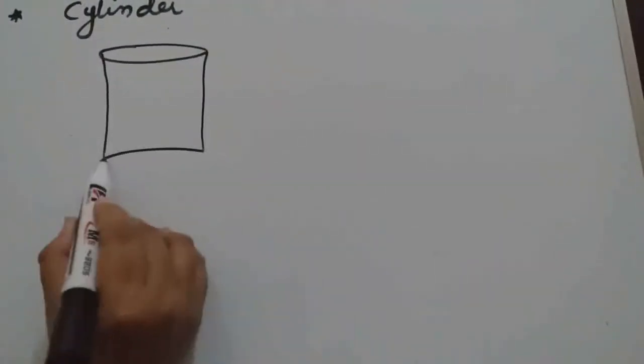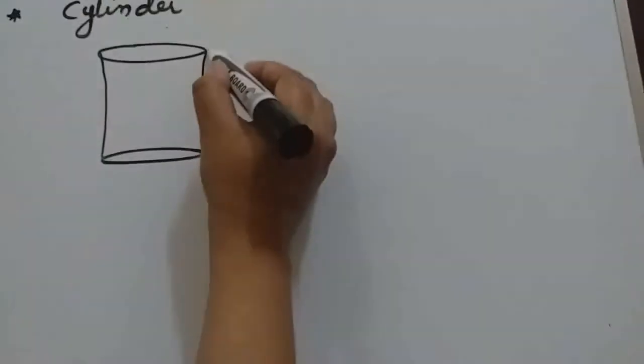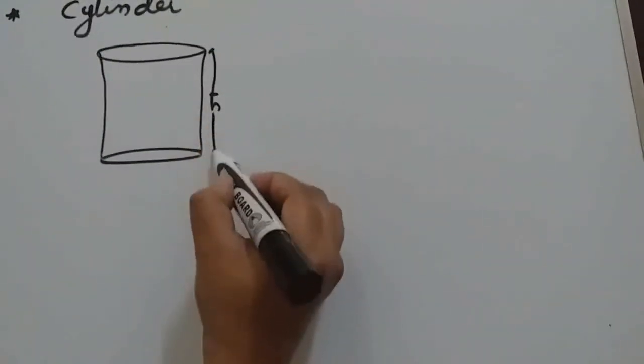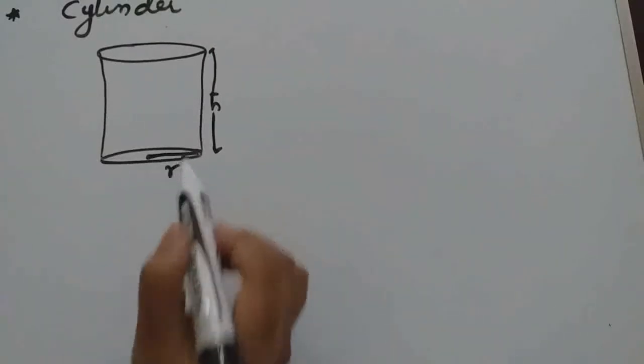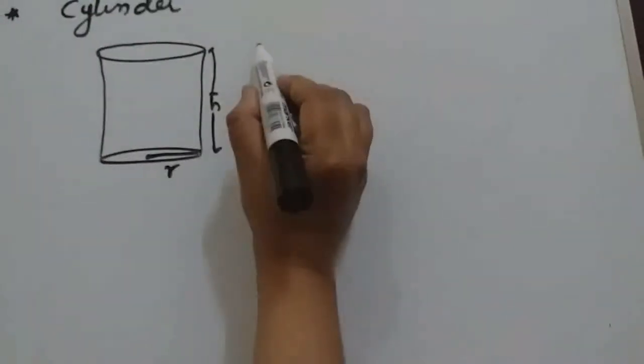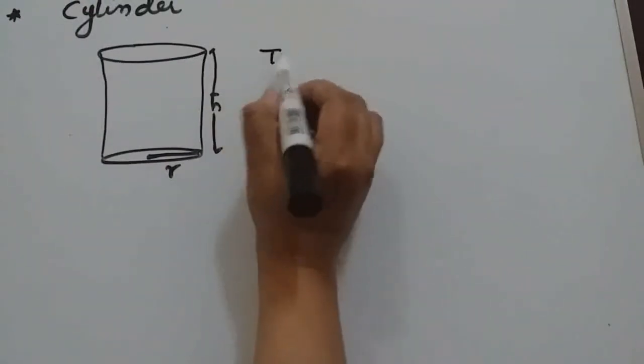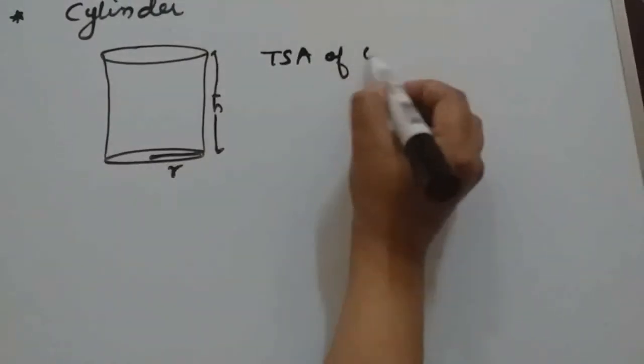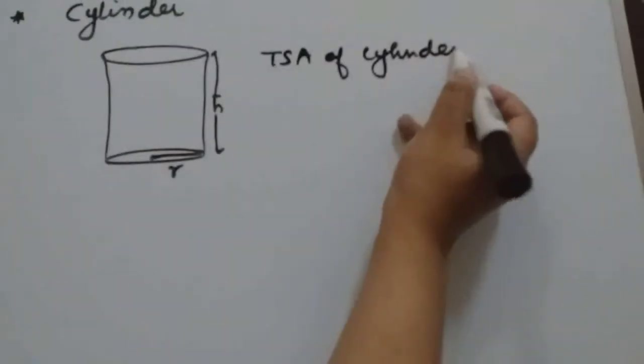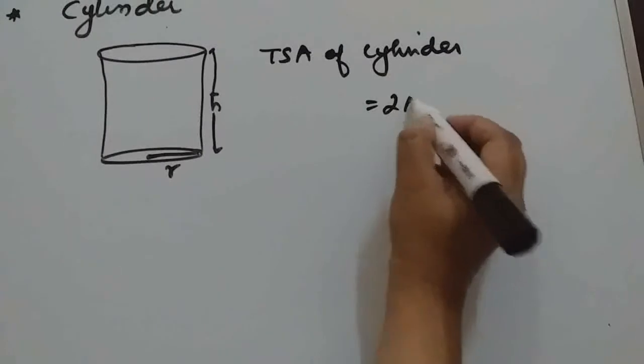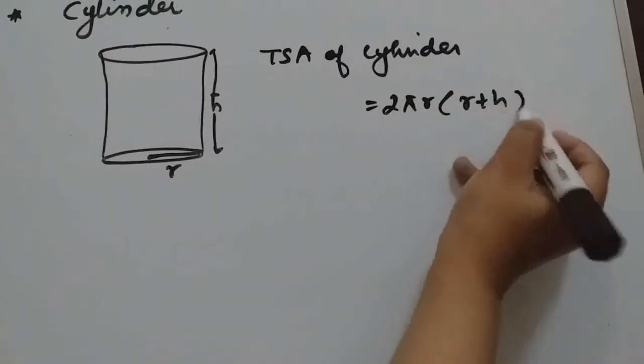In this exercise we are going to learn about the cylinder. A cylinder is of this shape, where this is the height of the cylinder and this will be the radius. Here we will talk about the TSA of a cylinder, total surface area, that is 2πr(r + h).